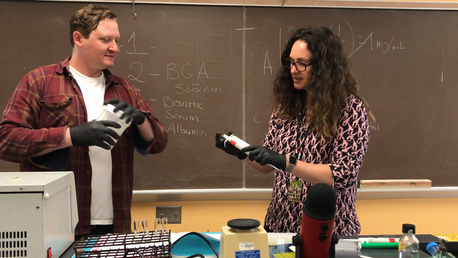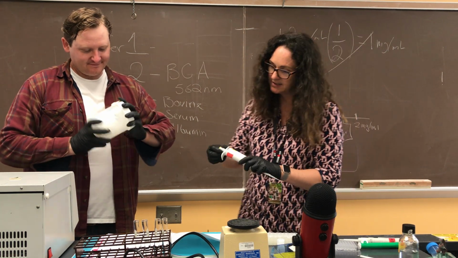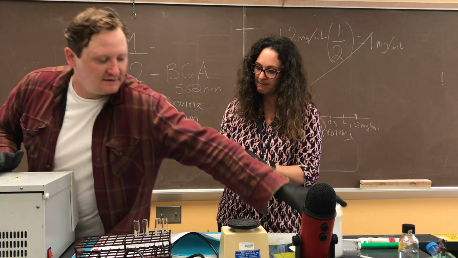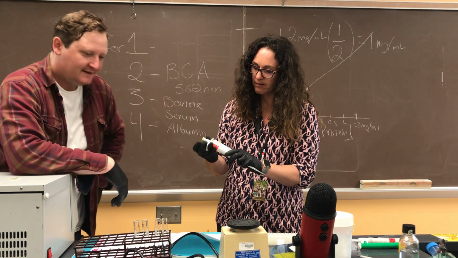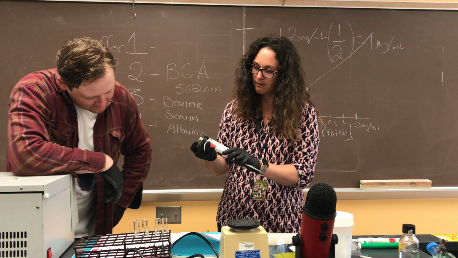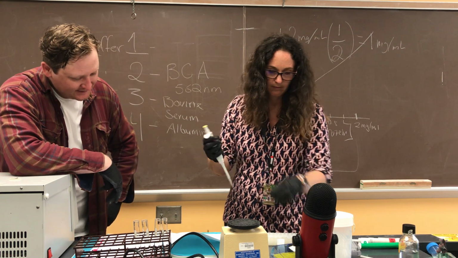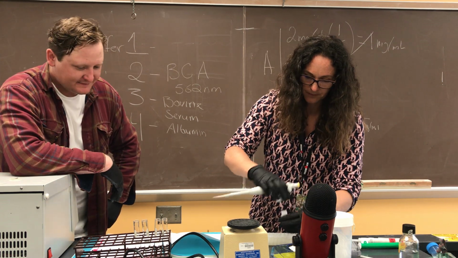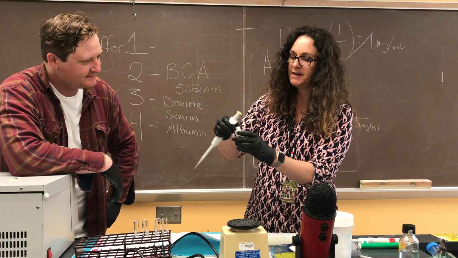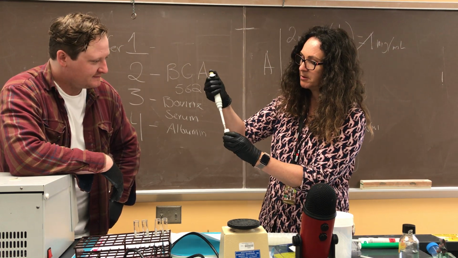Now I'm going to put 200 microliters into tube number A. Okay. So this is the BSA, 2 mg per ml stock.